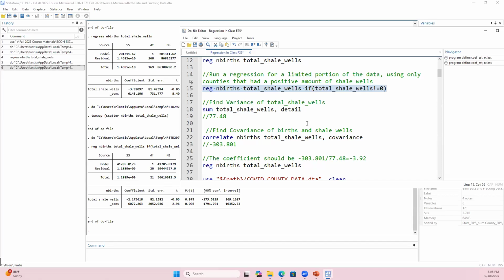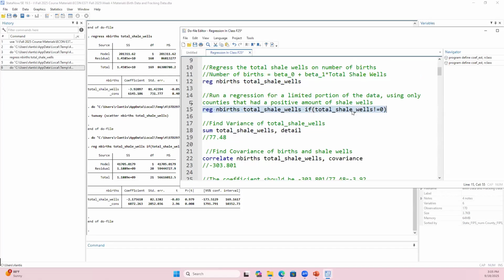What I wanted to give you some support for is that, very early on, we were taking the derivative of the sum of the squared errors and minimizing. I said it looks like that slope coefficient is the covariance of the x and y variables divided by the variance of your x variable. So in this case, I can find the covariance between the number of births and these oil wells. I can then find the variance of my x variable, the number of oil wells, and hopefully that ratio should give me that same coefficient of negative 3.92 I was finding before I did the condition.